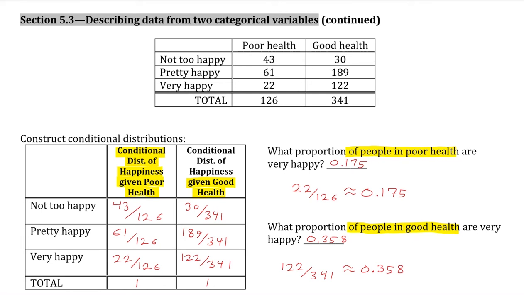I'd recommend, if you want to think about these more with conditional distributions, try this problem again, but try changing the variables. Try instead to consider what is the proportion of people who are very happy, or what proportion of people that are very happy are in good health. So basically taking this last question and reversing these two variables. You will get a different answer.